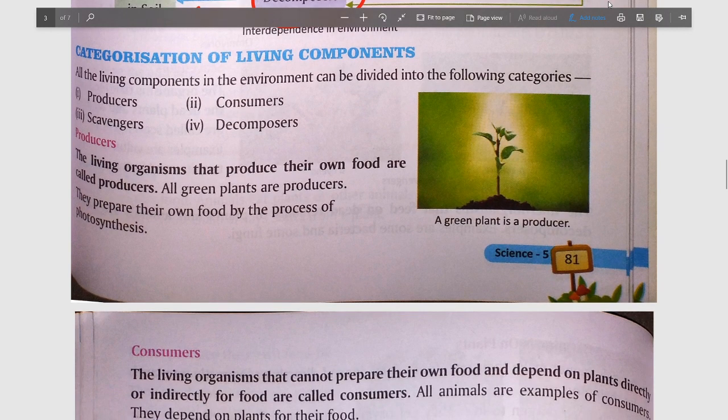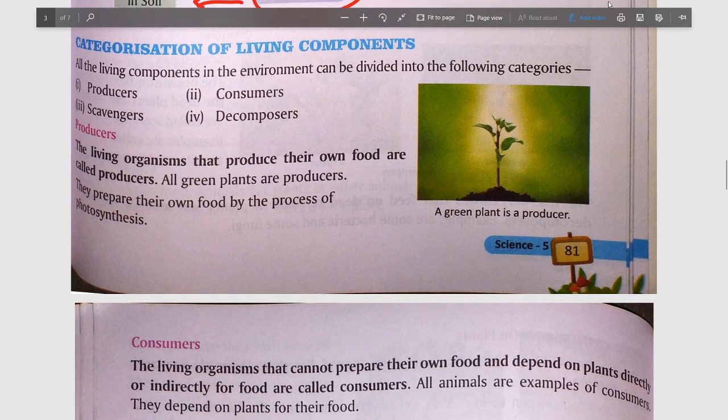Now the next topic is categorization of living components. In this topic we are going to divide the living components into categories. Living components, I again want to remind you, means plants and animals. We are going to divide them into four sections. All living components in the environment can be divided into the following categories. Number one, producers. Number two, consumers. Number three, scavengers. And number four, decomposers. So these are the categories of living components. Keep in mind, living components.